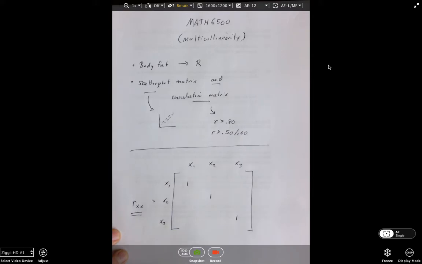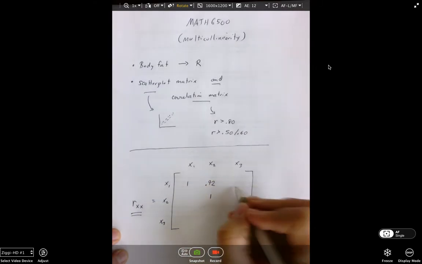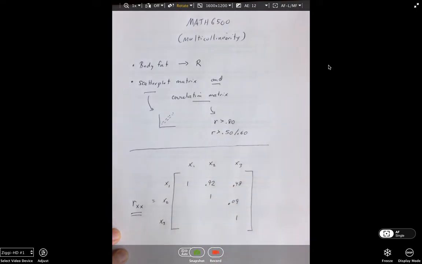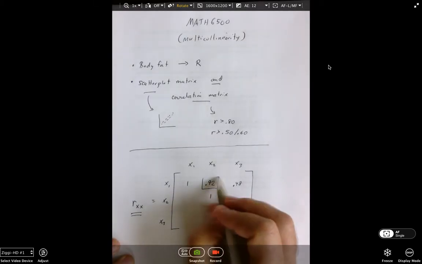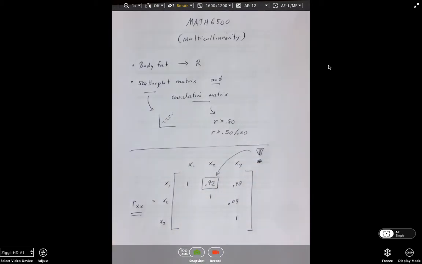across the predictors. And the way I wrote it down, the correlation between x1 and x2 was 0.92. Red flag. 0.48 between x1 and x3, and 0.09 between x2 and x3. Now again, x1 is tricep measure, x2 is thigh measure, and x3 is mid-arm measure. Now when I look at this, I have major issues. So let's go to exclamation mark. There's something going on there.